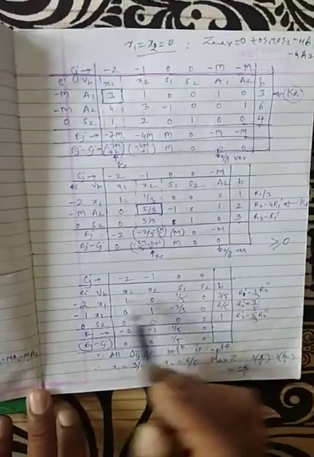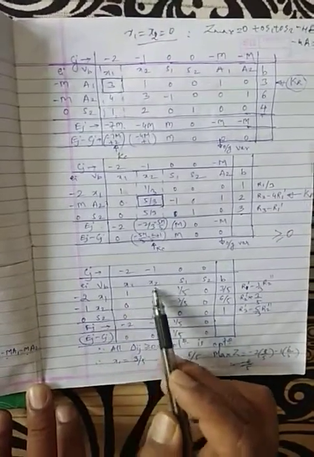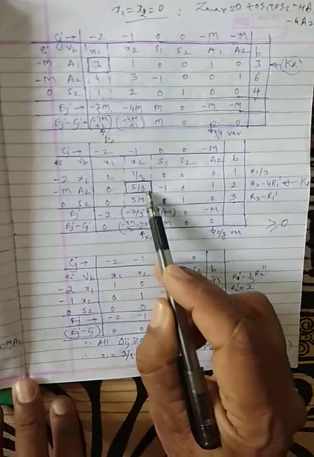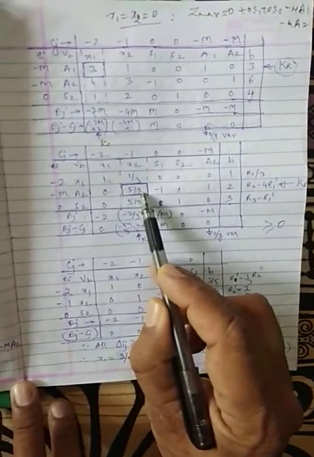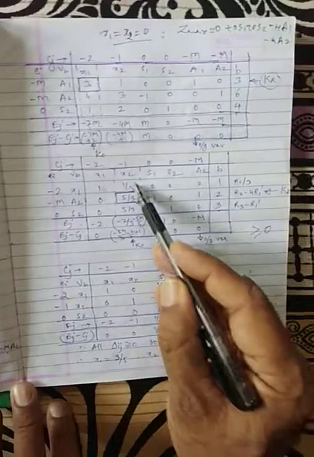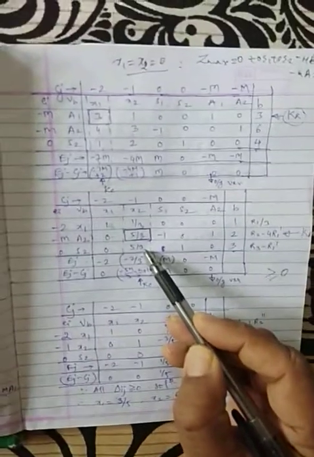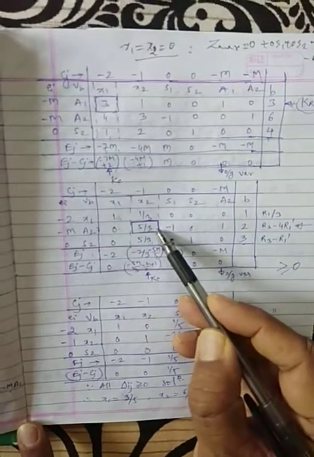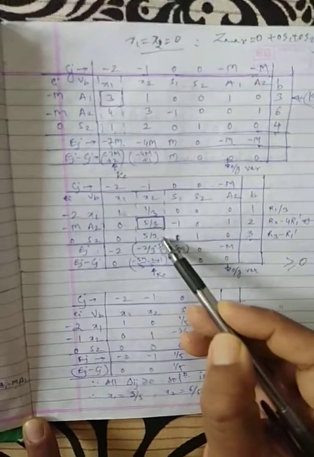A blank table you first draw, write the coefficients, write this EJ, VB, X1, X2, S1, S2, B, etc. Inside the table, what you have to write is that, see here the table number 2, 5 by 3 is there. So this key element should always be unity. And these two numbers, 1 by 3 and 5 by 3 should always be 0. So to make this unity now, R1 dash, R2 dash, R3 dash.